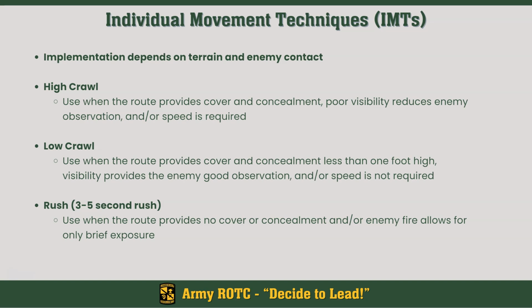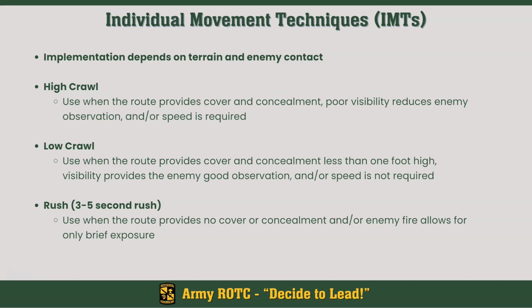All right, so let's talk those IMTs, or the individual movement techniques. Now, you saw all 3 demonstrated, as well as the rush when used as a buddy rush between multiple people. But we're just going to focus on the high crawl, low crawl, and individual rush. Now, how we use those, like you said in the video, is going to depend on the terrain and your enemy contact. So that high crawl, it's a little bit faster than a low crawl, but not as fast as the rush, we use when we have cover and concealment, and poor visibility reduces enemies from being able to see us. Now, speed needs to be required to use the high crawl because it's not the fastest technique, but it's also not nearly as slow as the low crawl.